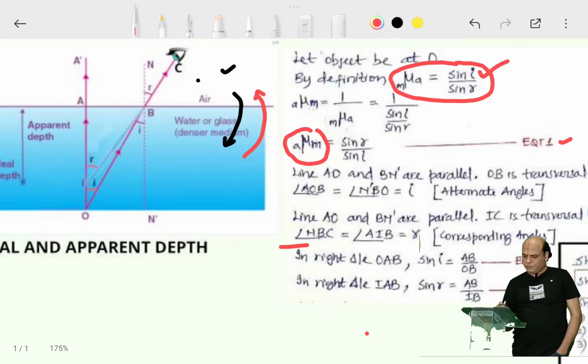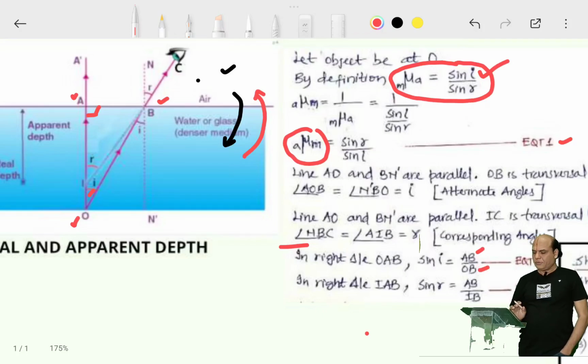So now in the triangle OAB, this is the right triangle. Now what is sin I? See, this angle is also I, sin I. So sin I is the opposite side AB by the hypotenuse OB. Correct? So in the triangle OAB, I can take sin I as AB by OB.